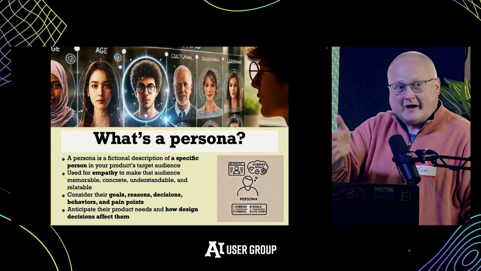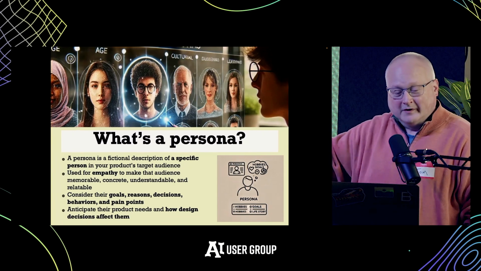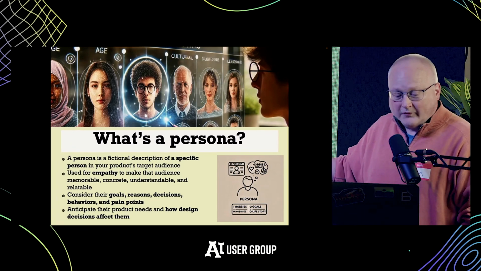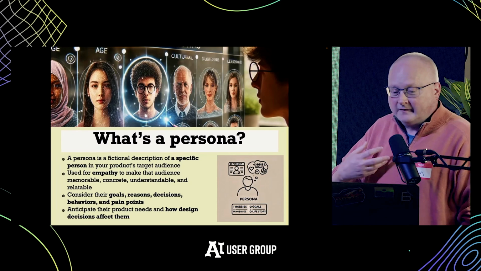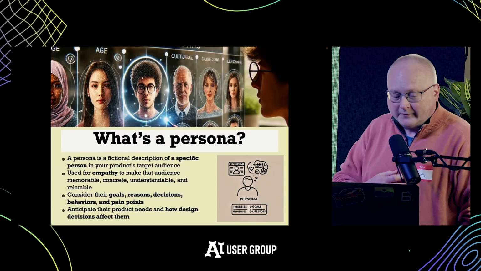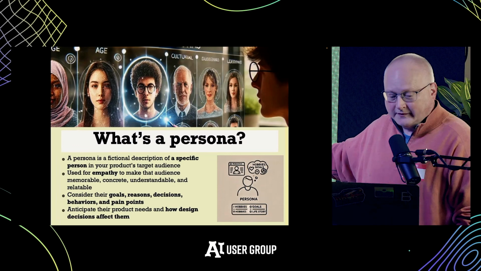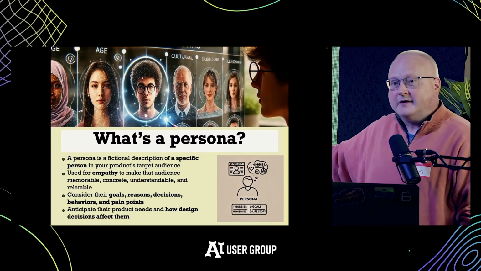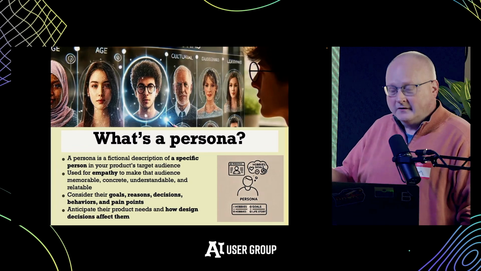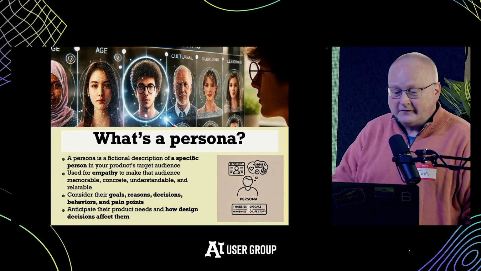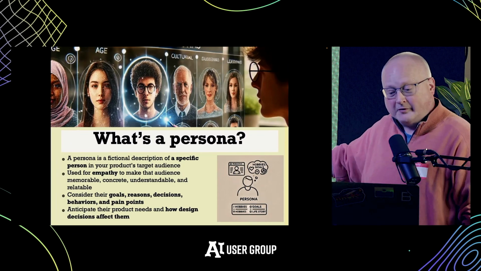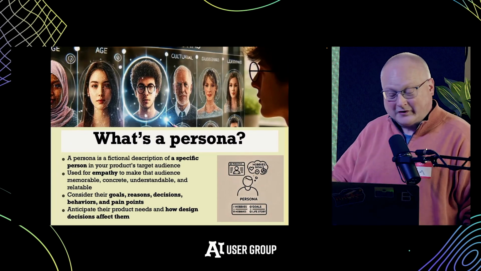It's like, here's a guy and here's a girl, and this is what we're going to be doing with these individuals. It's considering their goals, their reasons, their decisions, behaviors, and pain points. So it's really trying to understand deeply why people are doing what they're doing. And then the final goal is to anticipate their product needs. So how do design decisions affect them? And that helps you make design decisions. So that's what a persona is. This little graphic down here is what a persona often looks like on paper. But in any case, it can look a lot of different ways.